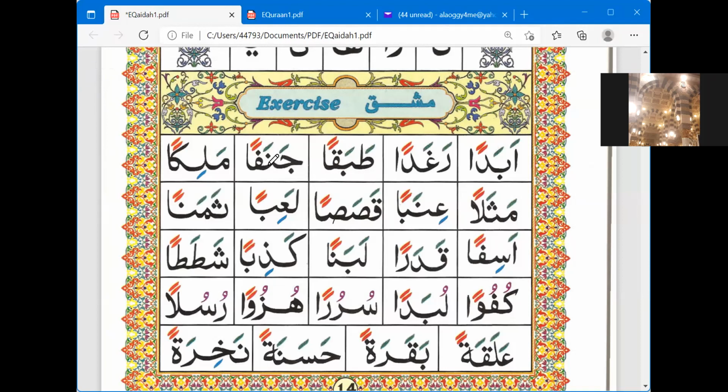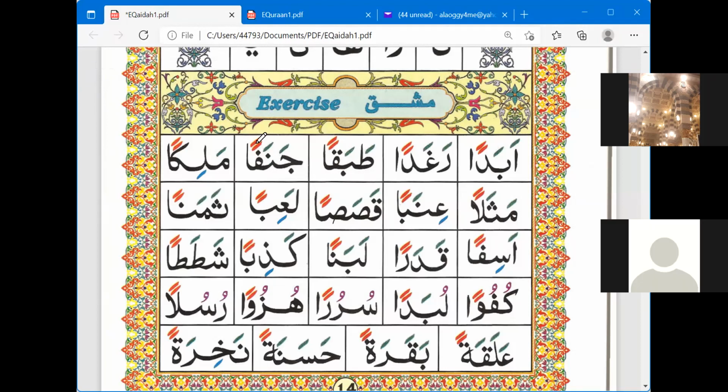Jim fataha, ja. Nun fataha, na. Fa fatihatenin, fan. All together: Janafan. Again. Janafan. What about number 1? Abadan. Number 2? Rogodan. Number 3? Tobacon. Number 4? Janafan.